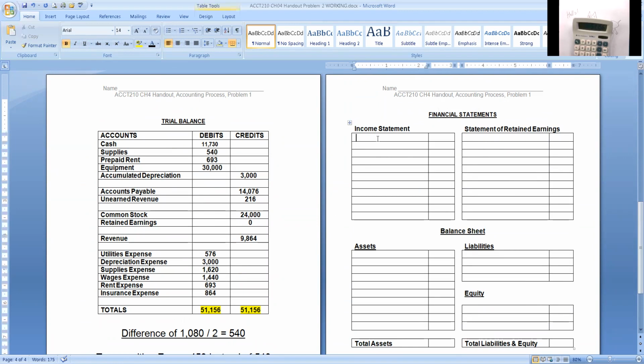All right, what goes on the income statement? What does the income statement start out with? Cash. Close. The balance sheet's going to start out with cash. What's the income statement going to start out with? Revenues? Yeah. So revenues.